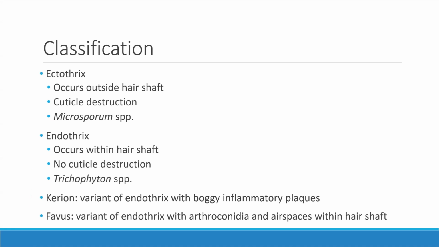For ectothrix, this refers to infection that occurs outside the hair shaft. There is cuticle destruction and the organism is usually Microsporum species. For endothrix, this occurs within the hair shaft with no cuticle destruction, commonly due to Trichophyton. Kerion, as we mentioned earlier, is a variant of endothrix with boggy inflammatory plaques. Favus is a variant of endothrix with arthroconidia and air spaces within the hair shaft.